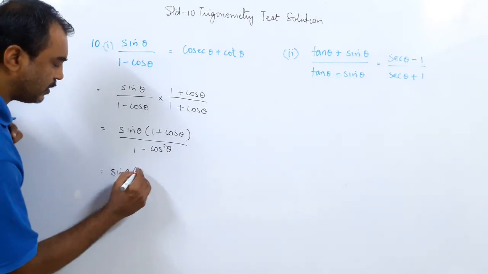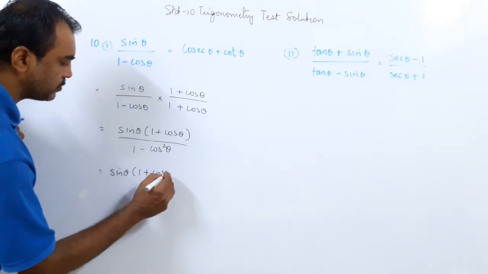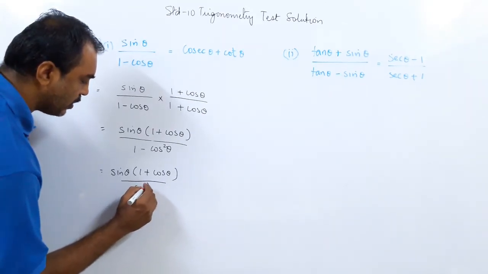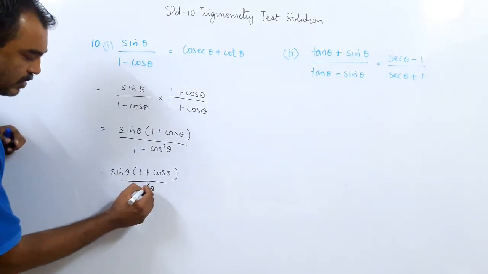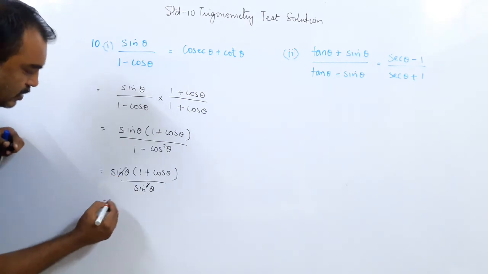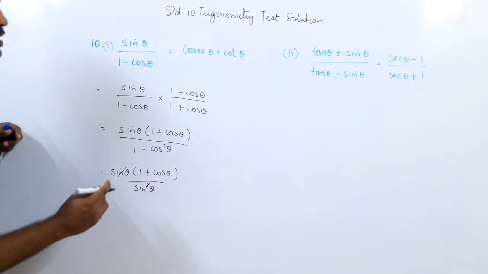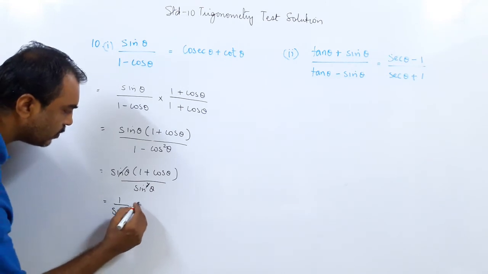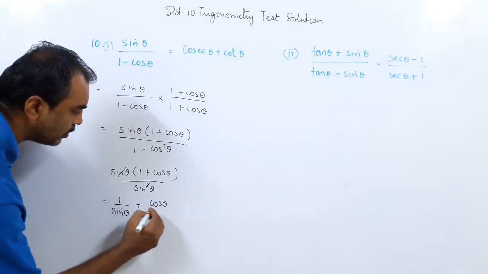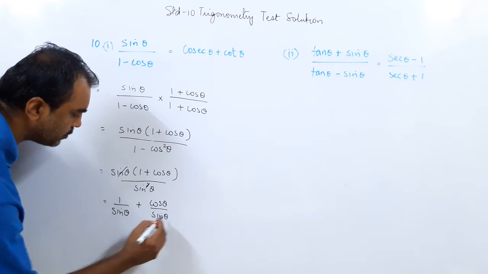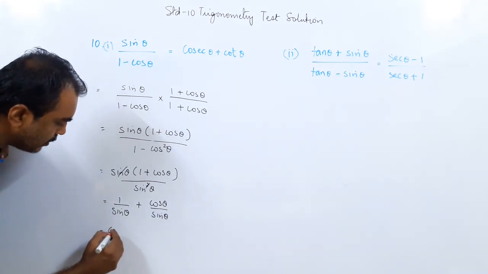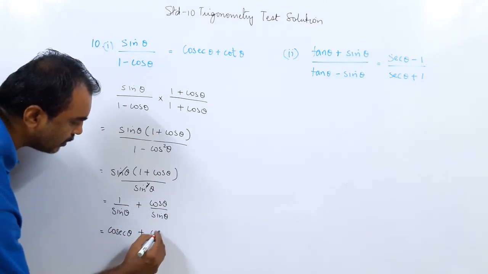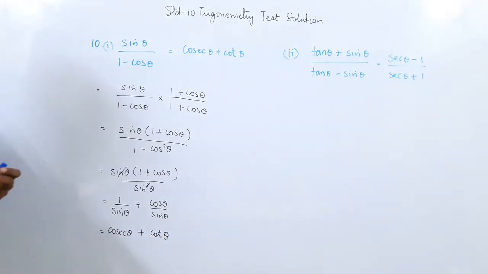Now I keep the numerator as it is. And I know 1 minus cos square theta is sin square theta. So 1 sin theta and 1 sin theta will get cut. So what remains? 1 plus cos theta upon sin theta. I will write this as 1 upon sin theta plus cos theta upon sin theta. 1 upon sin theta is cosec theta and cos theta upon sin theta is cot theta.